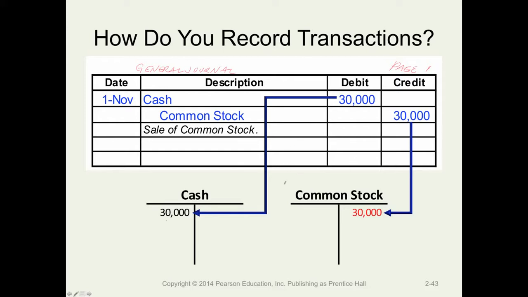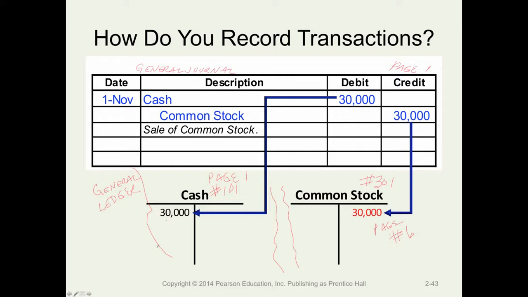Now again, these could be on totally different pages. The cash account, account number 101, common stock account, account number 301. Cash could be on page 1 of the general ledger, which again should be labeled. So this is the general ledger. Cash could be on page 1. Common stock could be on page number 6. So again, it is fragmented when we go to the ledger.